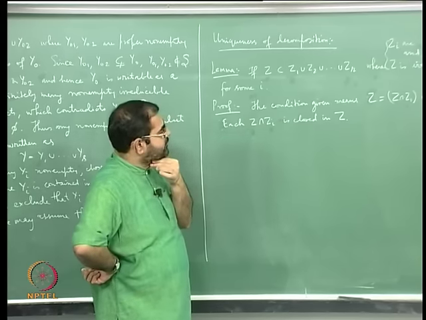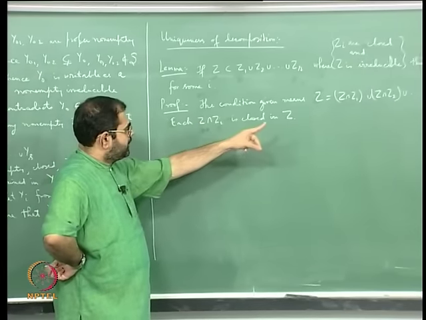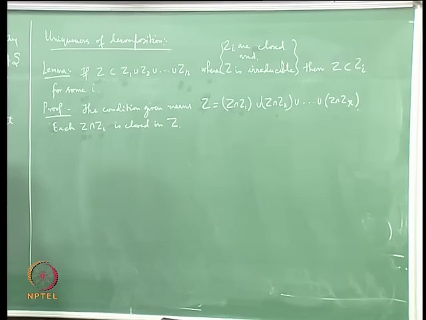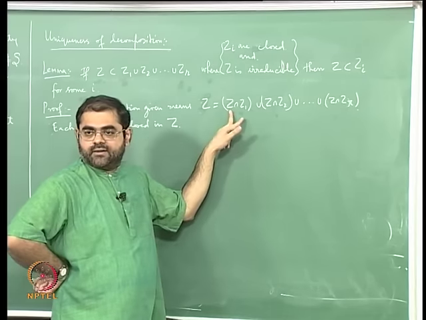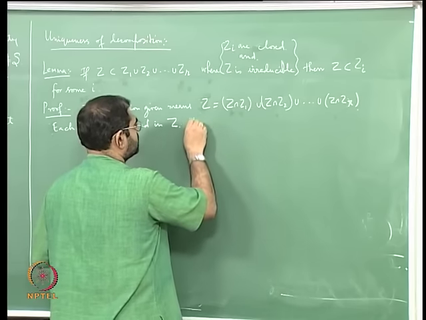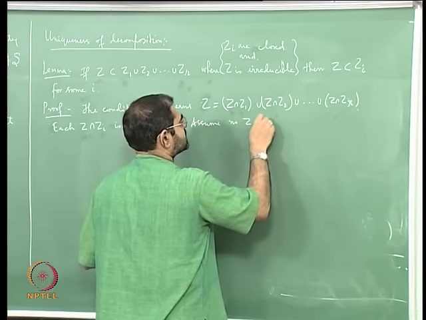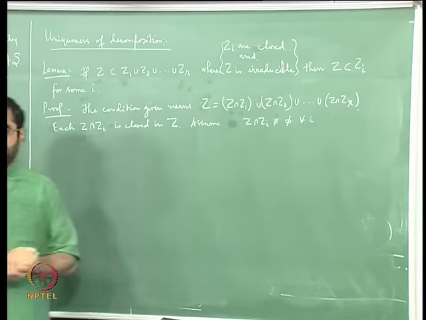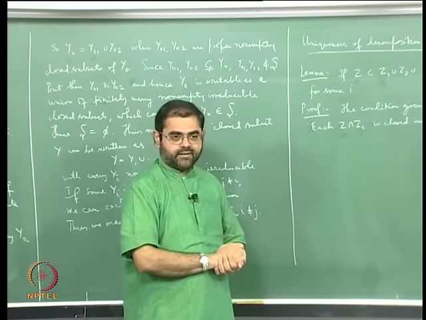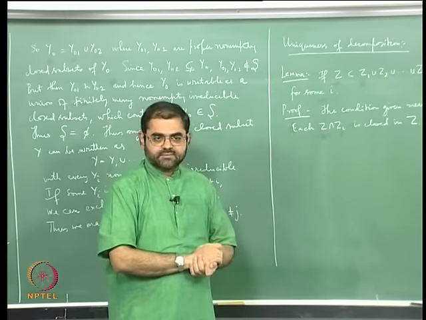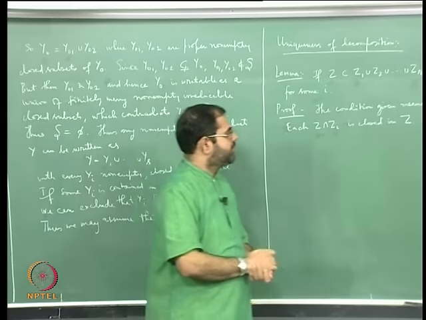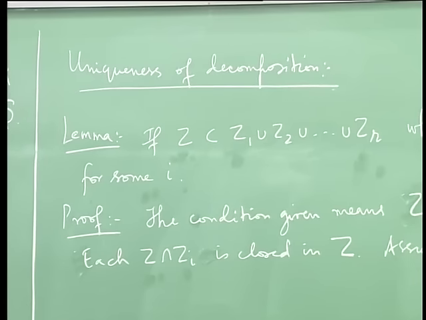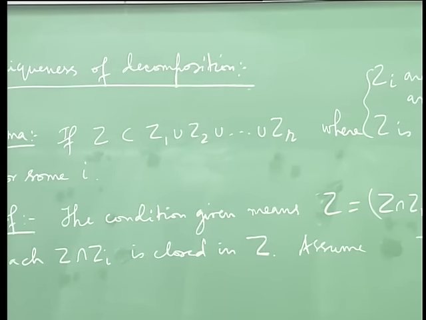Then the other thing is that, of course, in this union I can simply forget if some Z intersection Zi is empty. If some Z intersection Zi is empty, I don't write it at all. So I can assume Z intersection Zi is non-empty for every i. If it is empty, just forget that index and re-index. You will get a lesser number of indices. So after this assumption, maybe this r will come down to a smaller number. But one is not really worried about what that smaller number is. One is only worried about the fact that it's finite.